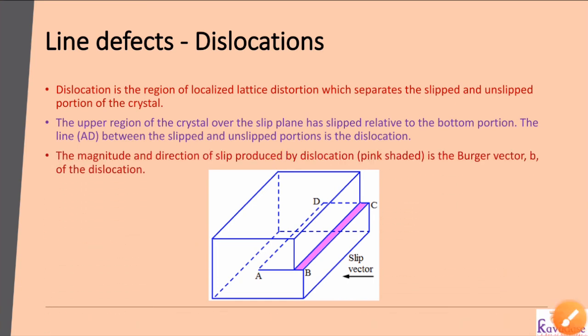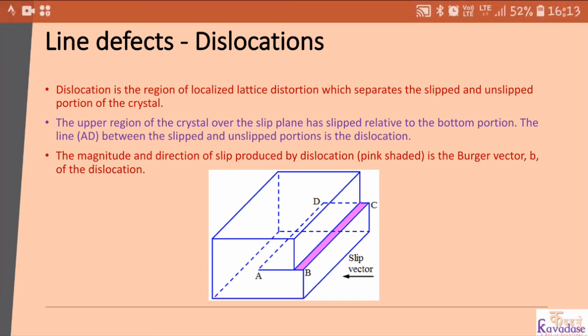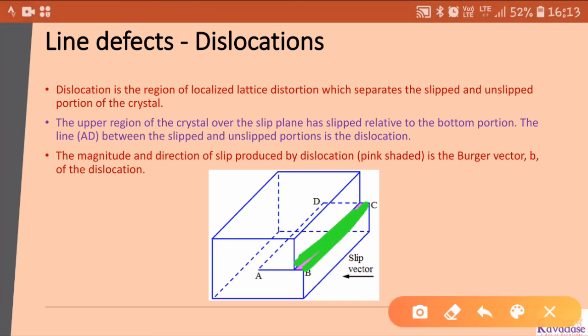The magnitude and direction of slip produced by dislocations, which is indicated by the pink shaded region, is the Burgers vector B of the dislocation. This pink region here is the area of dislocation, and this is the slip vector, also known as Burgers vector B.